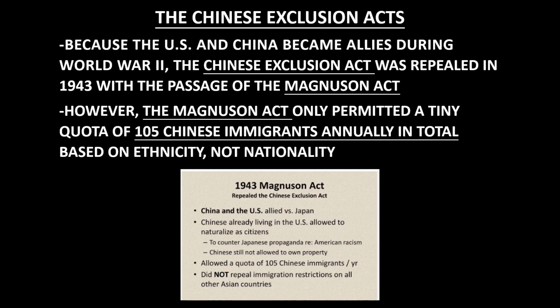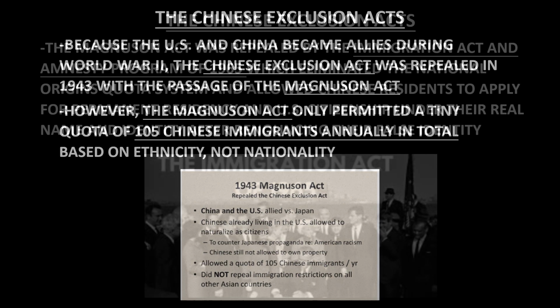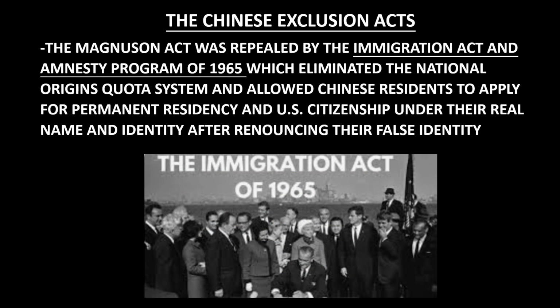Because the US and China became allies during World War II, the Chinese Exclusion Act was repealed in 1943 with the passage of the Magnuson Act. However, the Magnuson Act only permitted a tiny quota of 105 Chinese immigrants annually in total, based on ethnicity, not nationality. The Magnuson Act was repealed by the Immigration Act and Amnesty Program of 1965, which eliminated the national origins quota system, and allowed Chinese residents to apply for permanent residency and U.S. citizenship under their real name and identity, after renouncing their false identity.